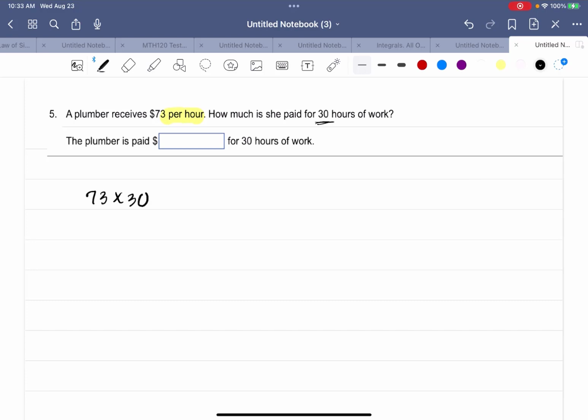Now, if we divided those numbers, you'd get an incredibly small value, which would not make sense for 30 hours of work. So 73 times 30 is $2,190. So the plumber is paid $2,190 for 30 hours of work.